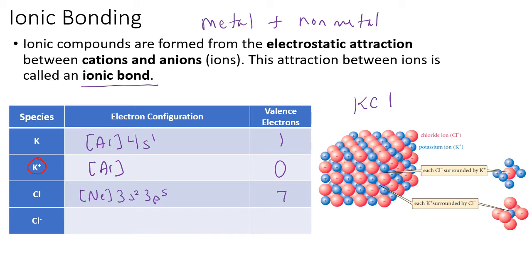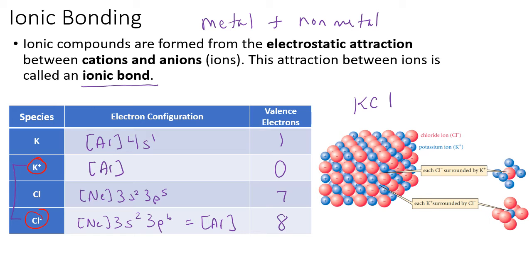So when chlorine becomes the chloride anion and it gains a negative charge, it'll gain 1 electron, and its electron configuration will be neon, brackets, 3s2, 3p6, which is technically the same as argon. So those are isoelectronic as well. And now it would have 8 valence electrons total, so it will have achieved an octet. So there's a transfer of electrons from potassium to chlorine to form a potassium cation and a chloride anion. And those two are held together by that electrostatic bond.